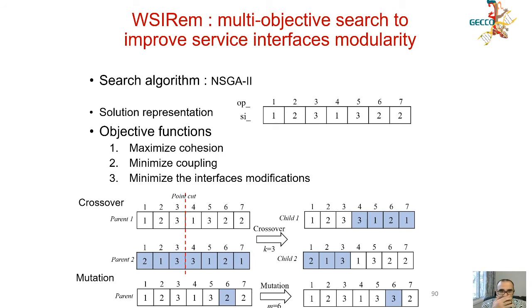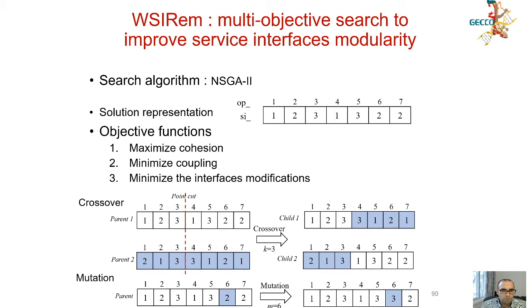In our adaptation, we use NSGA-II, the non-dominated sorting genetic algorithm. As a solution representation, we use a vector representation. In each dimension, we have one operation assigned to one interface. For example, in this solution representation, operations 1 and 4 are assigned to interface 1, and operations 2, 6, and 7 are assigned to interface 2, etc. Our objective functions are to maximize the cohesion, minimize the coupling, and minimize the interface modifications to keep as much as possible of the original design.